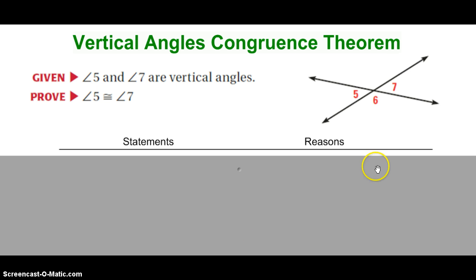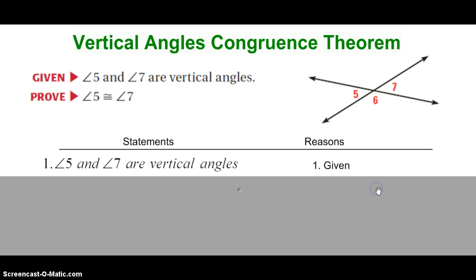Okay, so remember our first statement's always matching the given of the proof, so angle 5 and angle 7 are vertical angles. Now, as we've discussed, we knew that angle 5 and angle 7 were congruent, but that's not something that is known. The definition of vertical angles is that they are non-adjacent angles formed by intersecting lines. The definition says nothing of the fact that they're being congruent. That really has to do with the vertical angle congruence theorem. So we need to prove this.